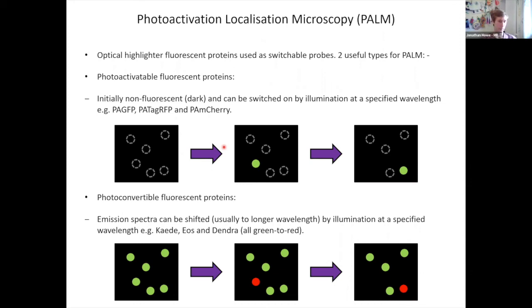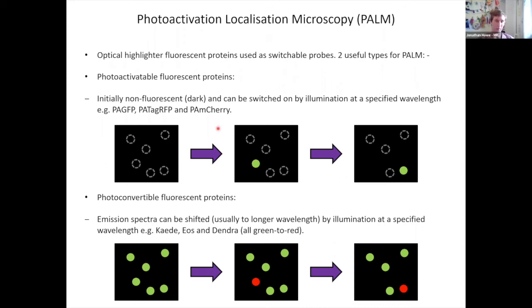And then what you can do is extract as many photons as you can from that activated GFP, and then ultimately it will be bleached. And then what you hope is in the next set of frames, another PAGFP, in the case of this example, will become activated, and then you can image and localize that, and so on for many tens of thousands of frames.